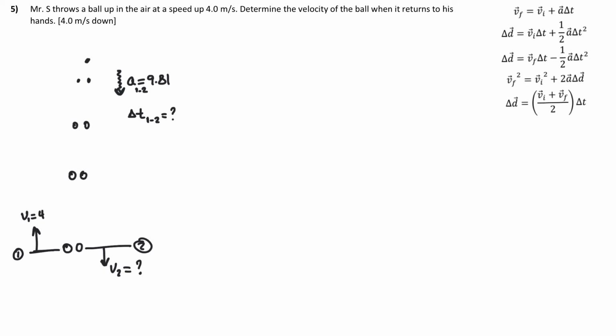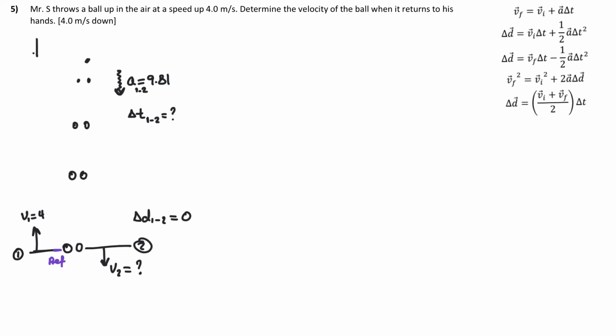And finally, what else do we have here? The displacement. So what is the displacement from 1 to 2? Well, it starts here, ends here vertically. So if this is my reference point, it comes back to the reference point, so the displacement from 1 to 2 is going to equal 0. Excellent. We got all the information that we need.